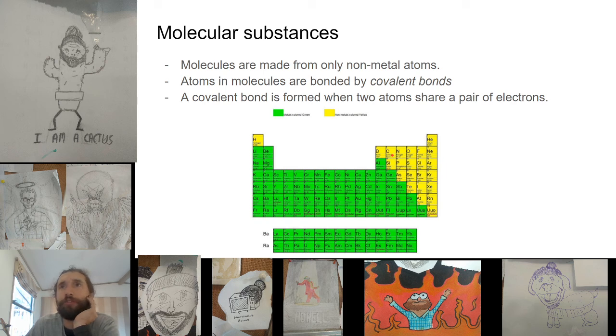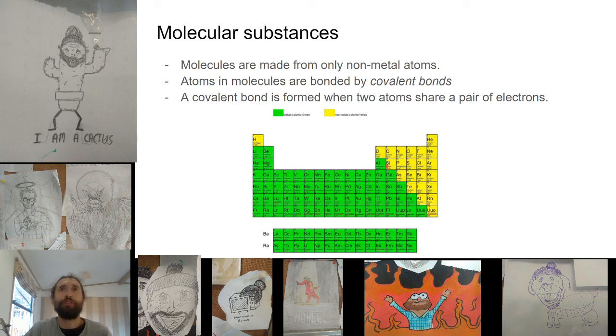So, probably heard of water, H2O, made from hydrogen and oxygen. You can see they are both yellow, so water is a molecule. This is opposed to the ones we were looking at last week, like sodium chloride, which is made from one metal and one non-metal, and that is ionic. But covalent is two non-metals.